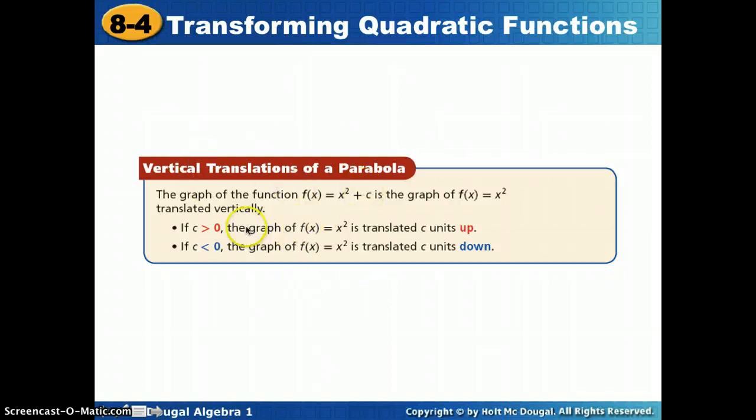All right. If C is greater than 0, so if there's this last number, usually without an x or an x squared, if it's greater than 0, it goes up. If it's less than 0, it goes down. Make sure you get this down and understand it. If you don't understand it, call me over.